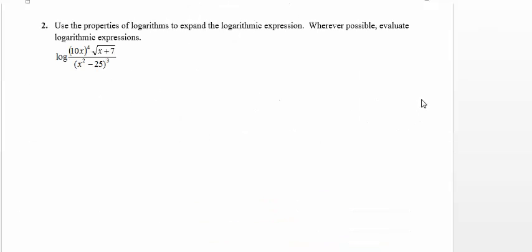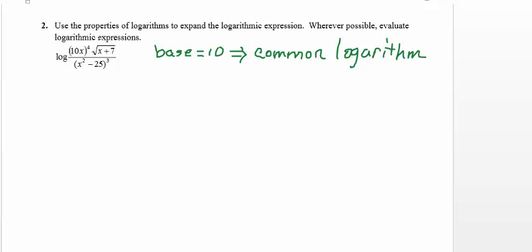All right, let's use the properties of logs to expand the logarithmic expression. Wherever possible, we want to evaluate logarithmic expressions. All right, now remember, this log doesn't have a written base, and the abbreviation for log is log. So this base is 10. This is called a common logarithm. So I'm going to use the quotient rule first.